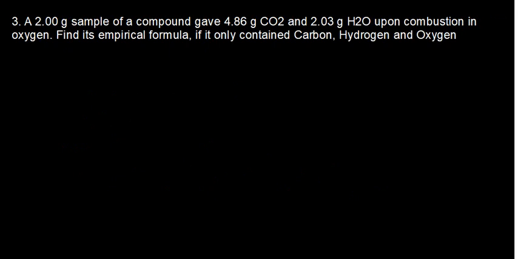So a 2-gram sample of a compound gave 4.8 grams of carbon dioxide and 2.03 grams of water upon combustion in oxygen. Find its empirical formula. All right. So now this sample, we don't know its composition. We don't know how the atoms reacted in this sample. So we've been given this sample which we don't know, but we've been told after combustion, that means after reacting with oxygen, it produced carbon dioxide and water.